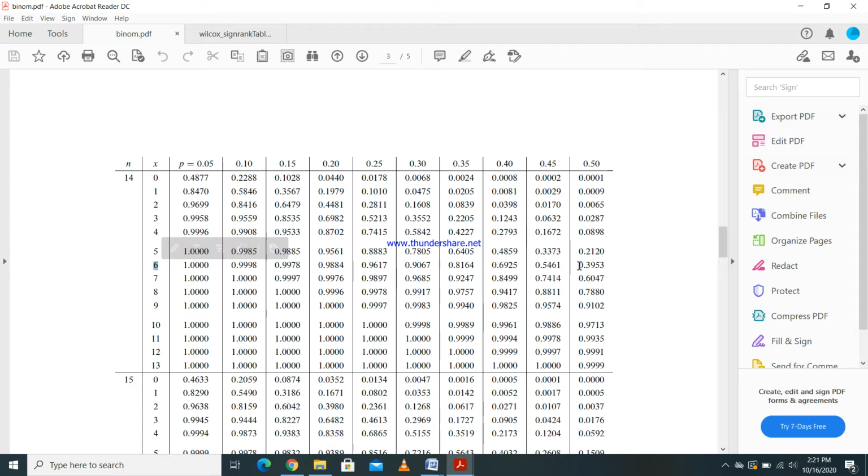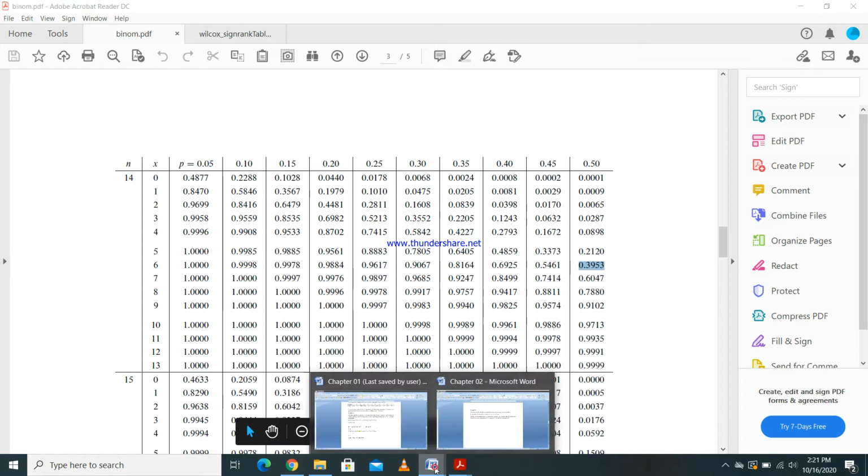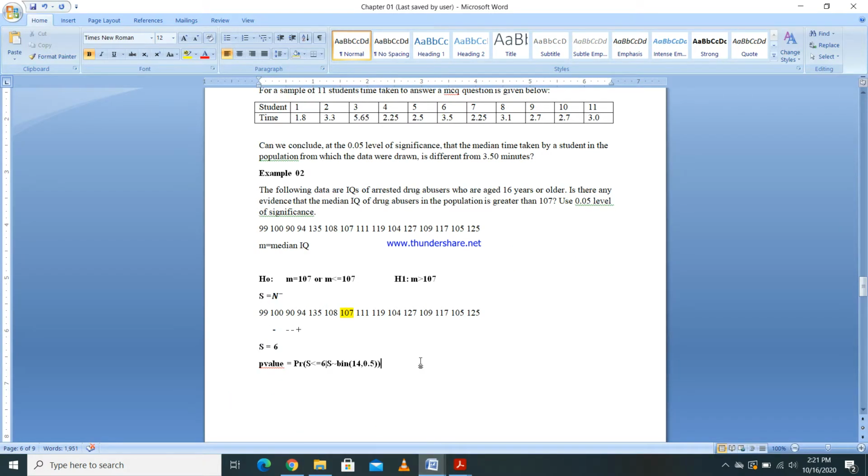At the intersection point, you have this value, 0.3953. So that is our p-value. Our p-value is equal to 0.3953. So now we can take the decision. We can clearly see our p-value is greater than alpha, that is 0.05.